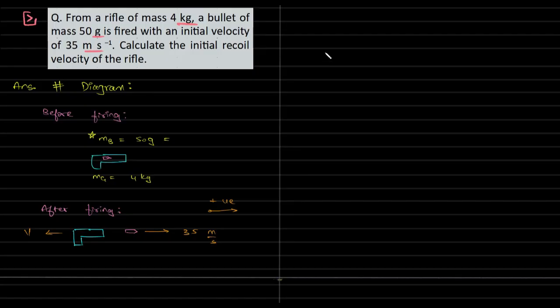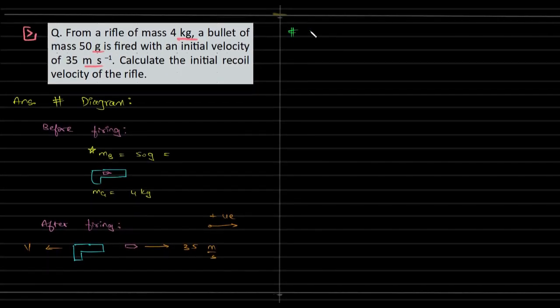So how do you go about doing this? We need to talk about the law of conservation of momentum. No, before that, my bad. We need to convert the mass of the bullet, which is in 50 grams, to kg. How? We know that 1 gram is 1 by 1000 of a kg, and so we have 50 into 1 by 1000 kg. So this is 5 by 100 kg.